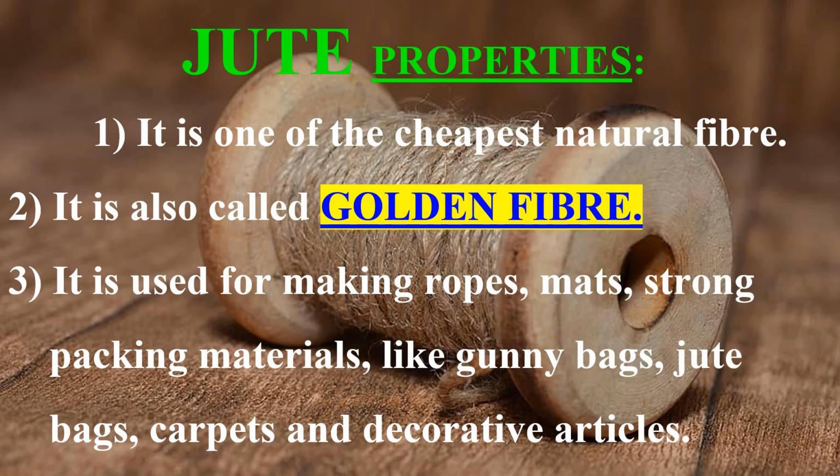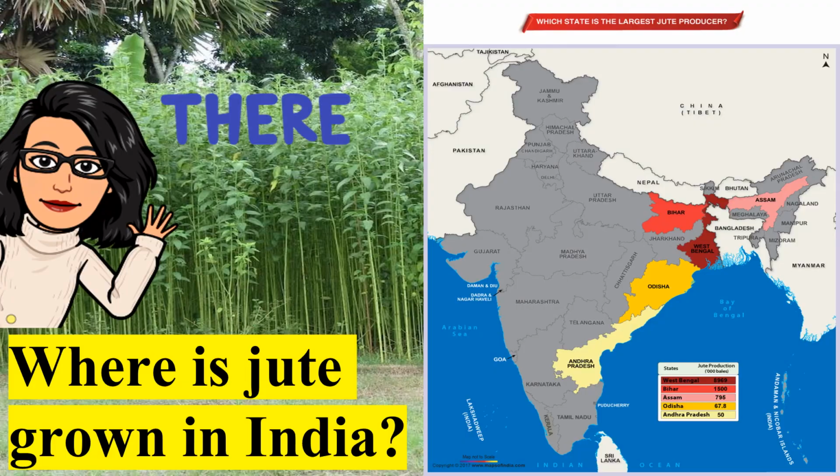Let's learn about jute. It is also a natural fiber. It is the cheapest also. It is also called golden fiber and it is used for making ropes, mats, packing materials, gunny bags, jute bags, carpets, etc. Now, where is jute grown in India? Again, West Bengal is the leading state in the production of jute. Then come Bihar, Assam, Odisha, Andhra Pradesh.